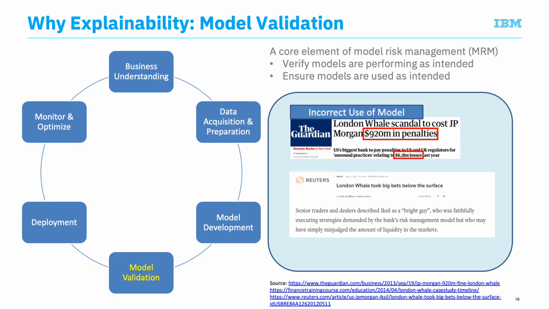Incorrect use of models can cause just as much harm, if not more. A famous example of misuse of a model is the London Whale. In this case, a trader at JP Morgan was faithfully executing a strategy demanded by the bank's risk management model. However, he misjudged the amount of liquidity in the market and used the model in the wrong way. Because the model was inadequately governed and validated, the mistake led to a $6.2 billion loss plus an additional $920 million in penalties.